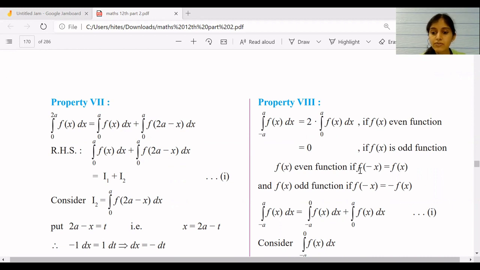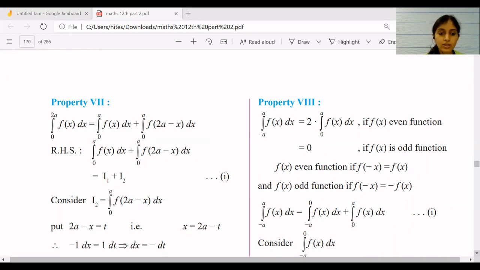F of x is an even function if f of minus x, that is in place of x we put minus x, and we still get the same function f of x. If you are getting that, then it is an even function, and it gets transformed to 2 integral 0 to a f of x dx. If it's an odd function, that is when I put minus x in place of x and I get negative f of x, then the answer is 0. So these are the last 2 important properties that were remaining.